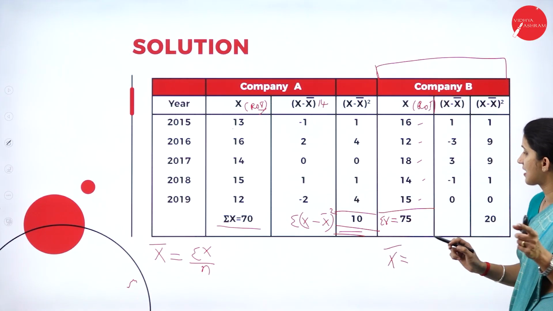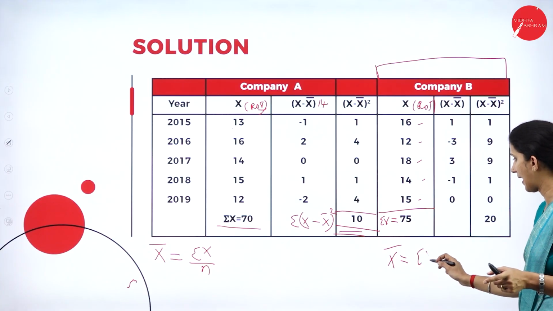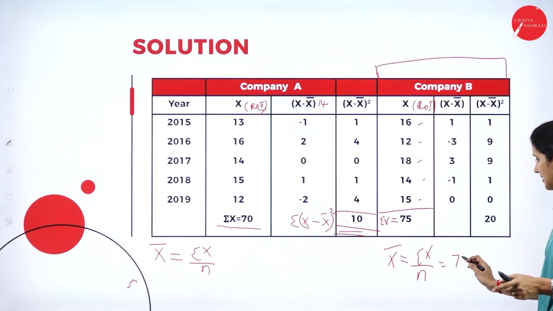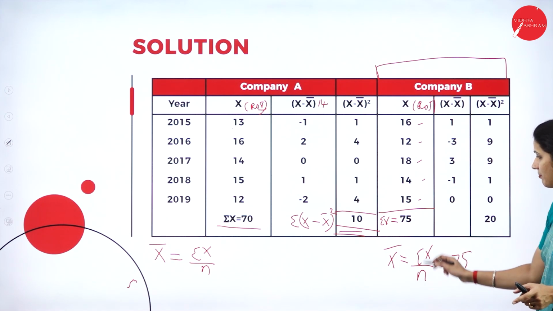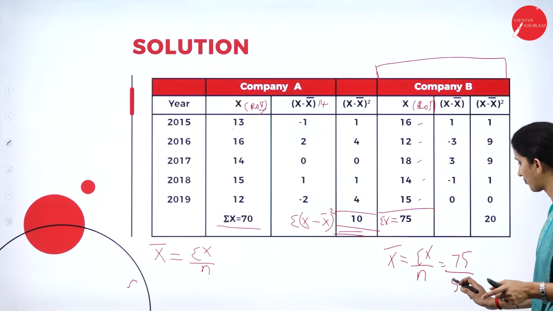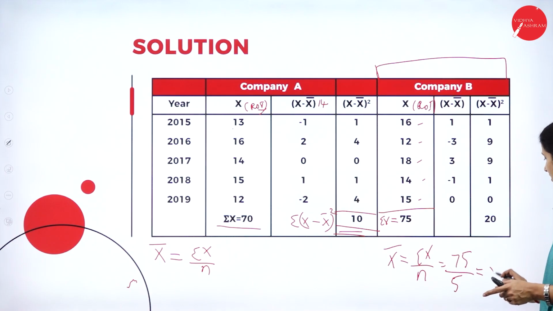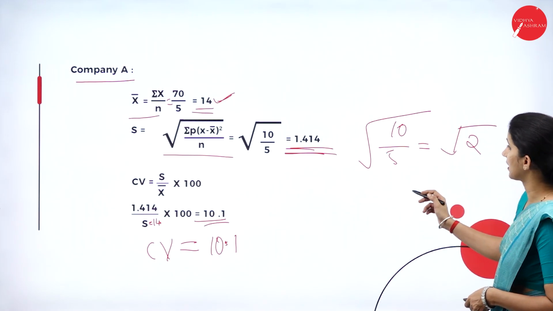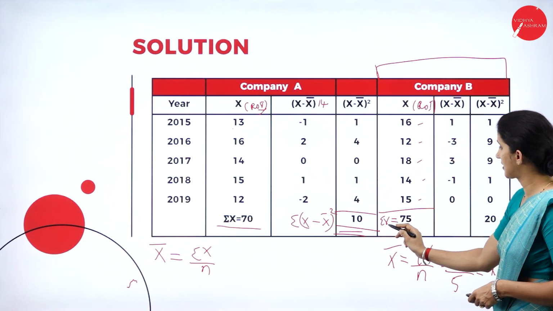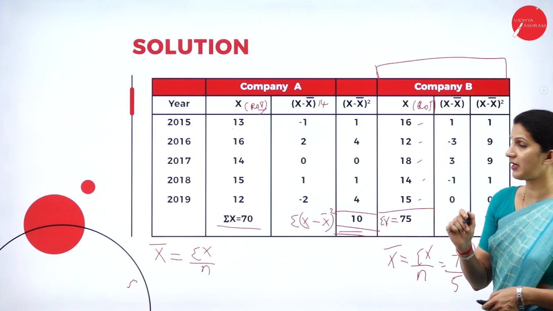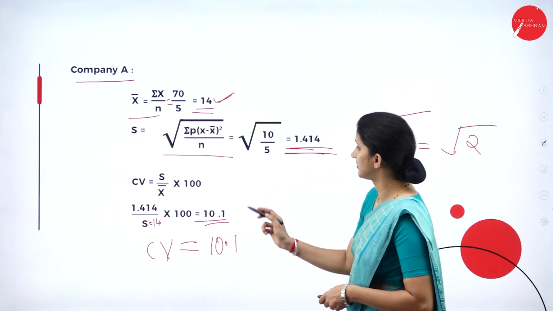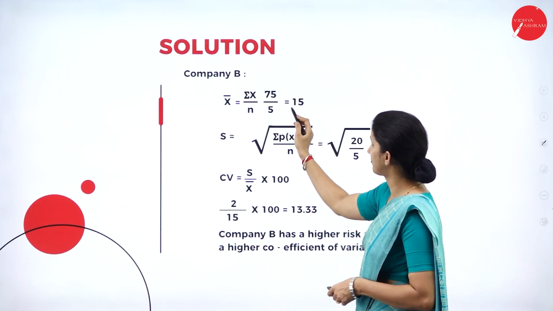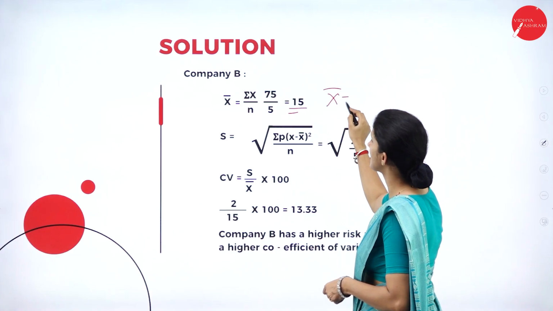So the x bar is how much? Your sigma x divided by n. So your sigma x is 75, divided by n, number of items or number of years, which is 5. Now we'll find the arithmetic mean for company B. Here sigma x is 75 divided by the number of years, that is n, 5. 75 divided by 5, so your x bar is 15.